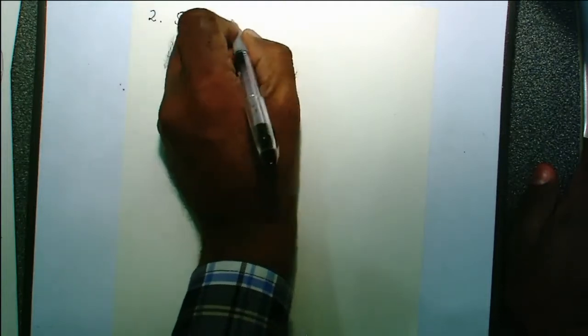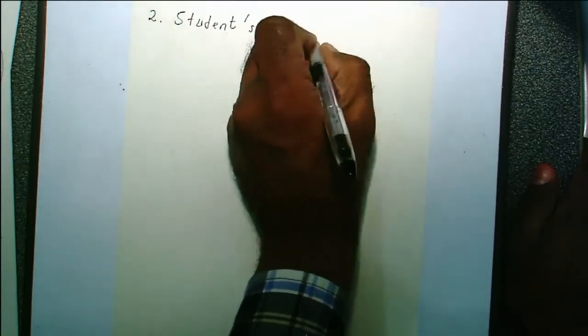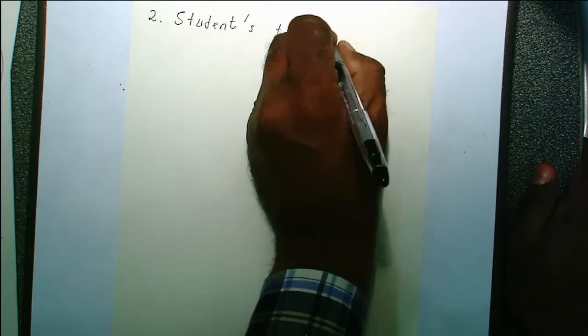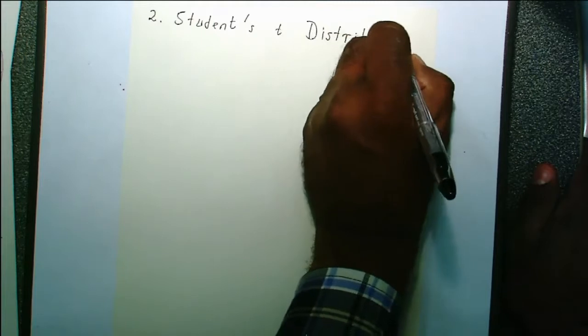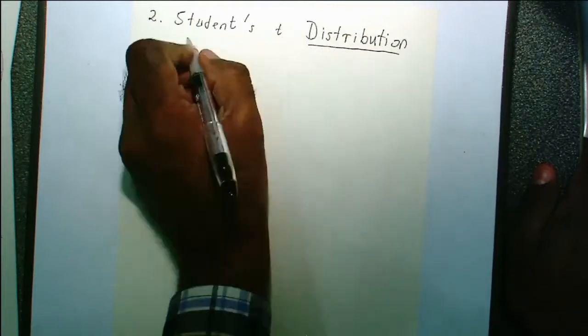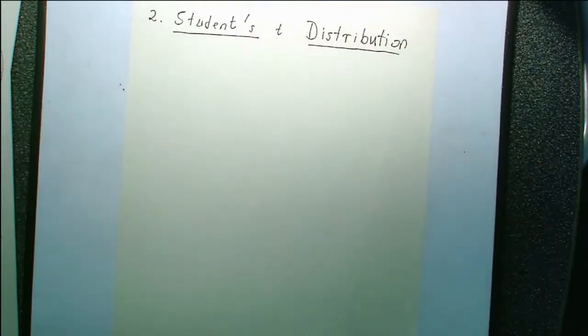So far we talked about only one of the two sampling distributions. The next one, number 2, number 2 is known as the student's T distribution, right?